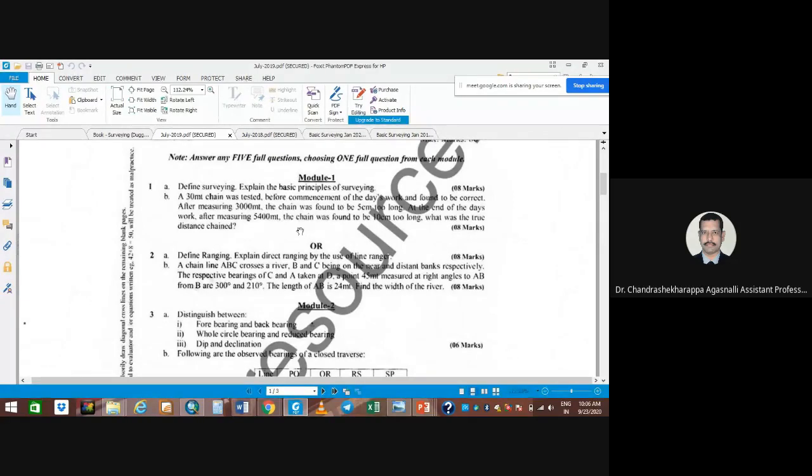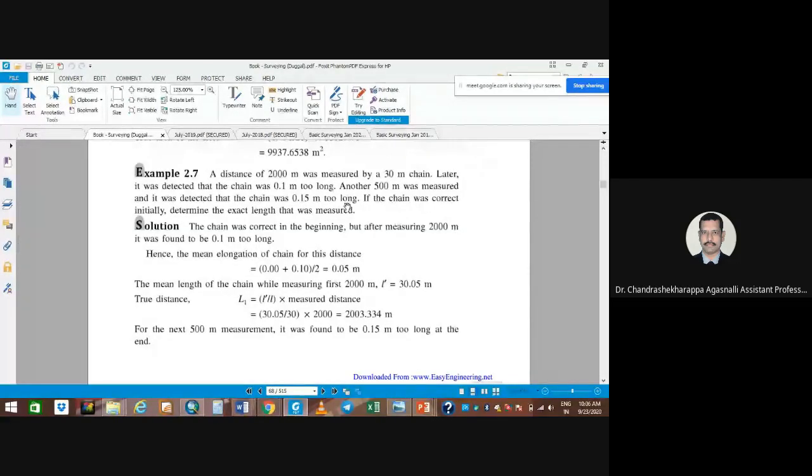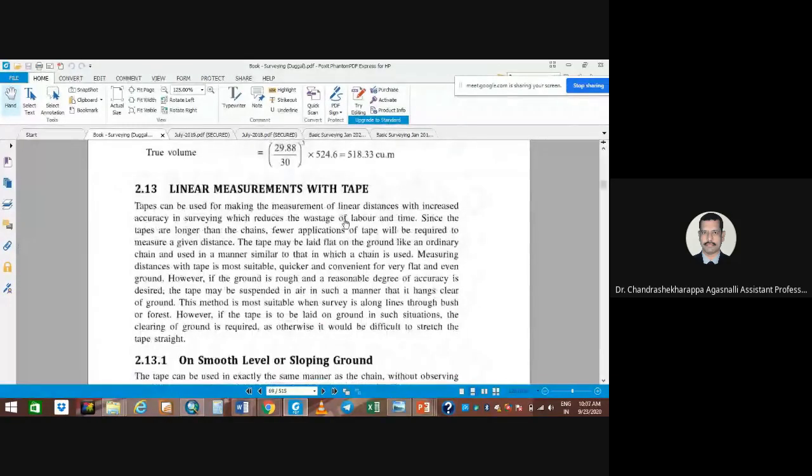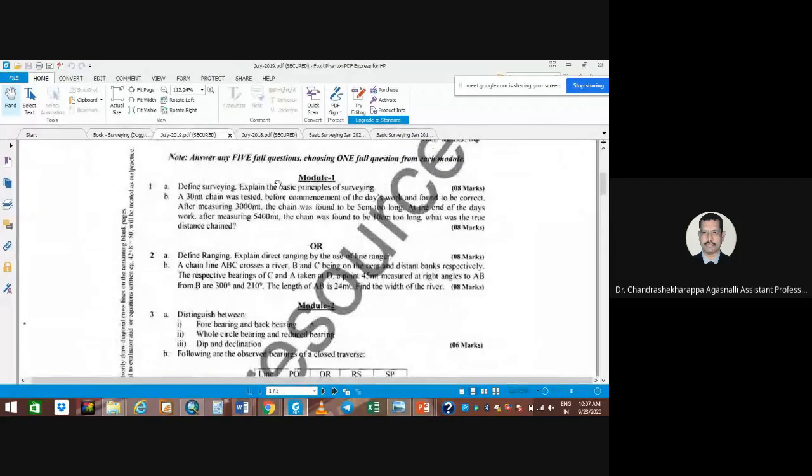Then when it comes to the problems, it is not a tough one, I would say. Here the chain line ABC crosses a river, B and C being the nearer and distant banks respectively. B and C are on either side of the river bank. The respective bearing of C and A is taken at D, a point 45 meters measured at right angles to AB, and from B it is 300 and 210 at the AB point. The length of AB is 24 meters. Find the width of the river. So here, how are we going to determine the width of the river? Before that, let us go back to the different ways of asking the question, especially for the chain length.